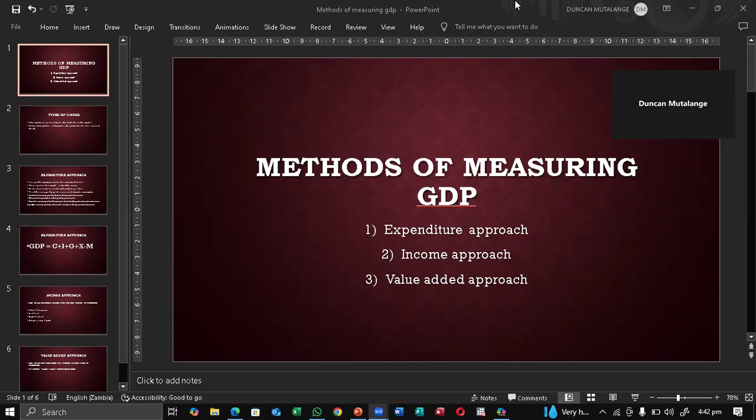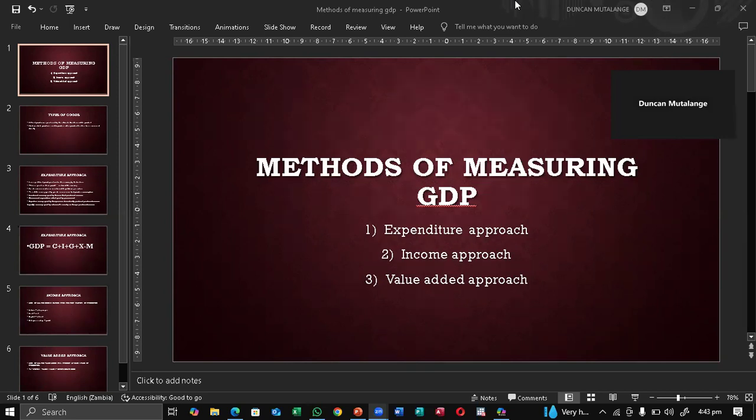In this short video, we're going to look at the methods of measuring GDP. In my previous video, I looked at what is GDP. And in this one today, we're just going to focus on the methods of measuring GDP, which are also called the approaches to measuring GDP. We have three methods that we can use to measure GDP: the expenditure approach, the income approach, and the value-added approach.